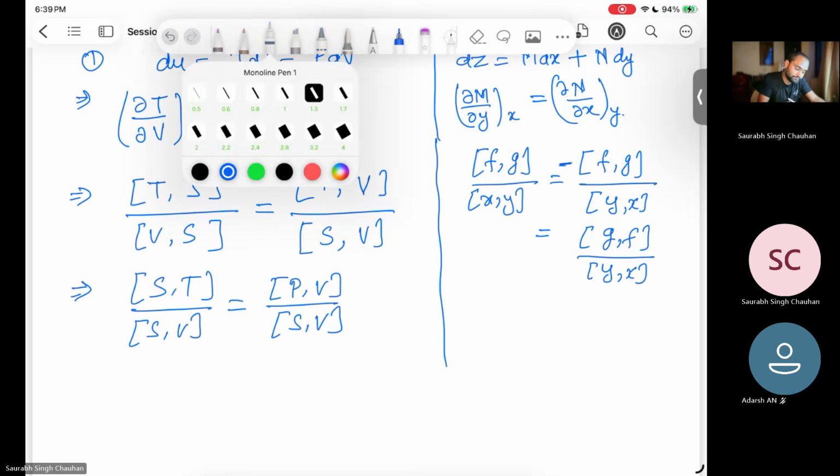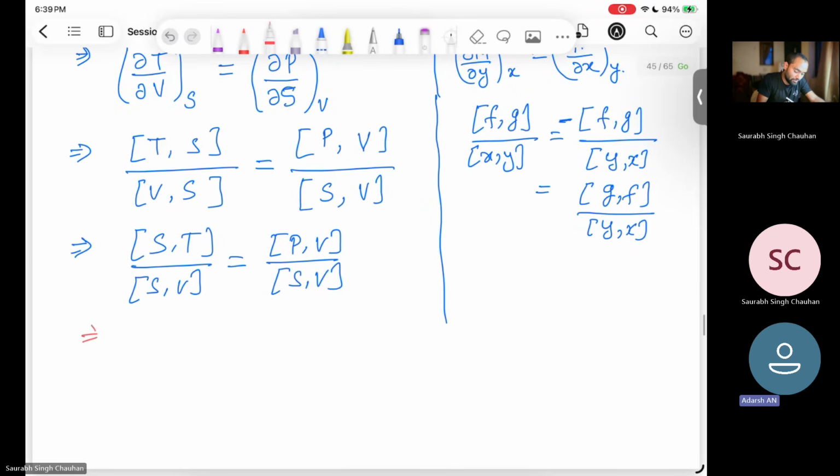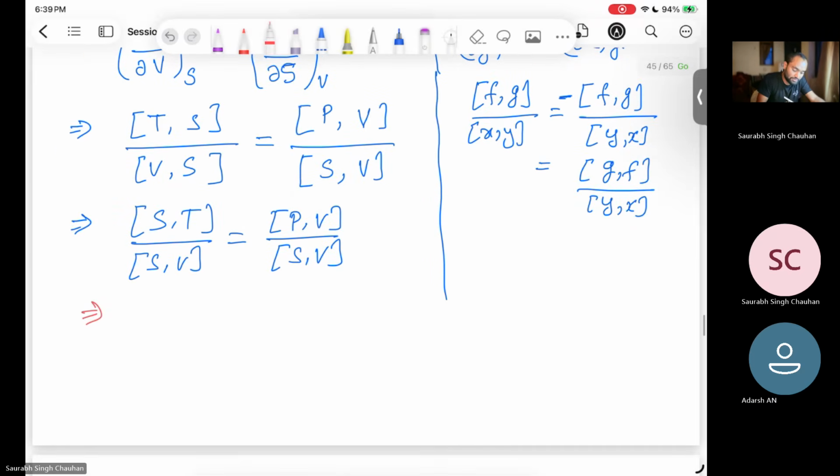Is it okay? Okay, sir. Yeah, it is okay. Now you can remove both s comma v on both sides. So what you are left with is ∂(s,t) equal to ∂(p,v). Okay, so the Maxwell equation becomes like this.